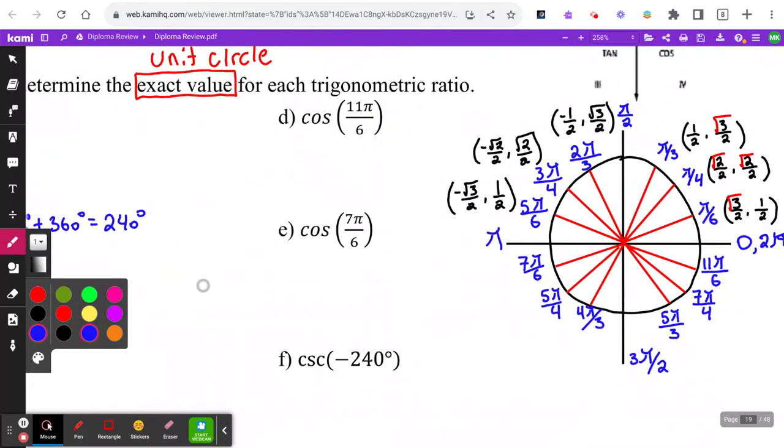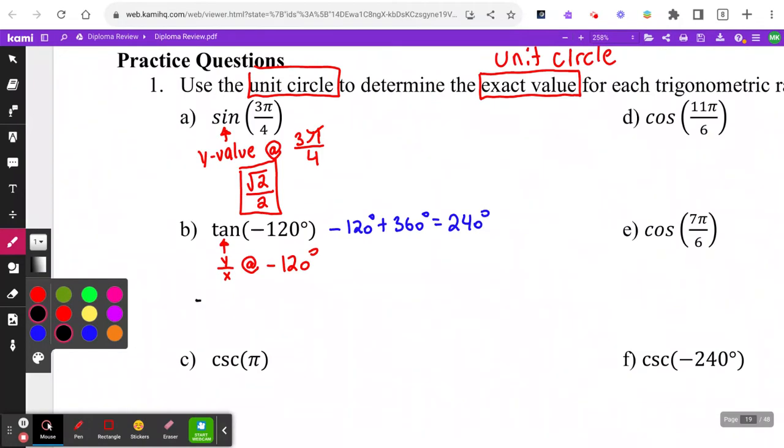On your unit circle, 240 degrees would be 180 plus 60. This would be 240 degrees. That point would be the same as all the other root 3s, or sorry, divided by 3s, but with a negative x and a negative y. So this point is negative 1/2, comma, negative root 3 over 2. Tan is y over x, so that'd be negative root 3 over 2 divided by negative 1/2.